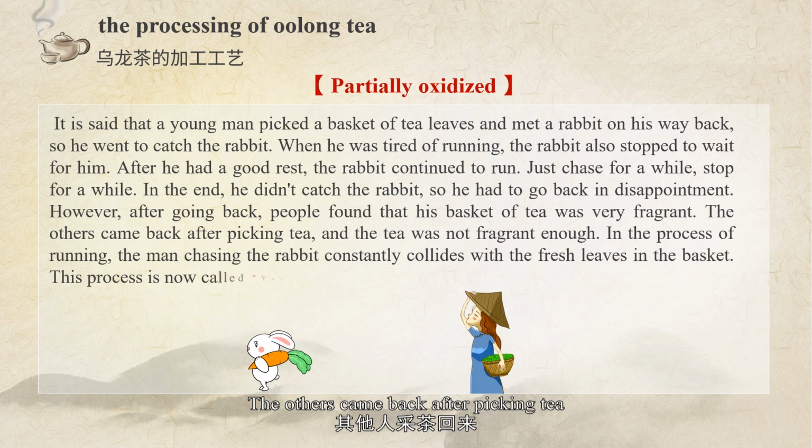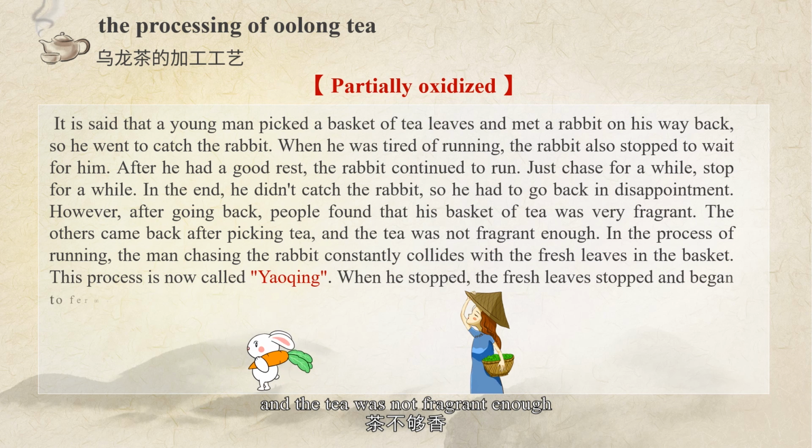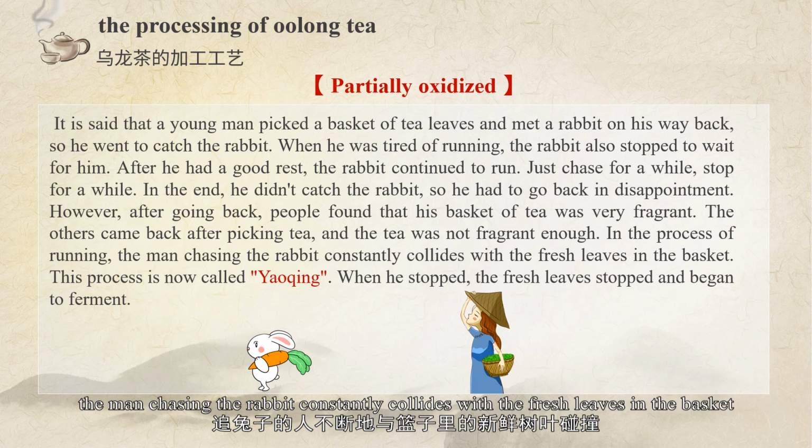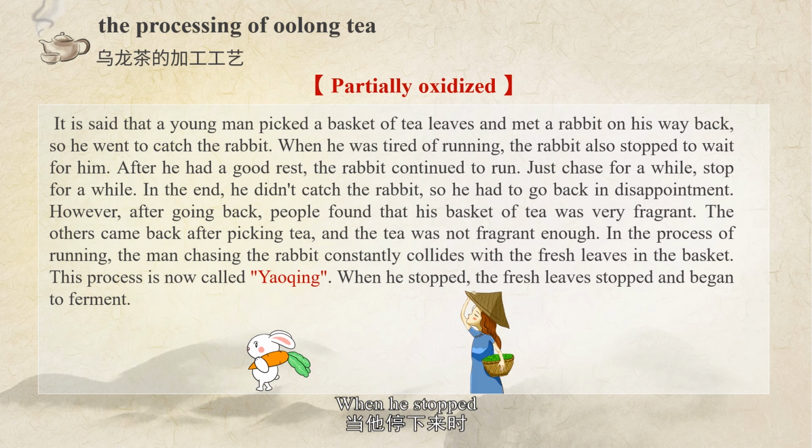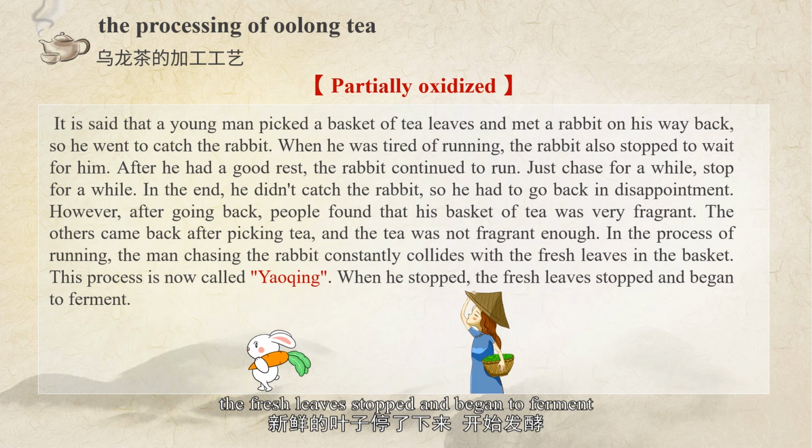The other came back after picking tea, and the tea was not fragrant enough. In the process of running, the man chasing the rabbit constantly collided with the fresh leaves in the basket. This process is now called yaoqing. When he stopped, the fresh leaves stopped and began to ferment.